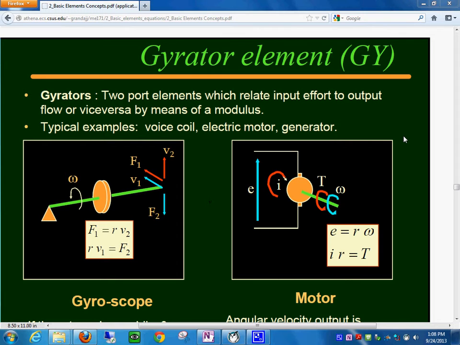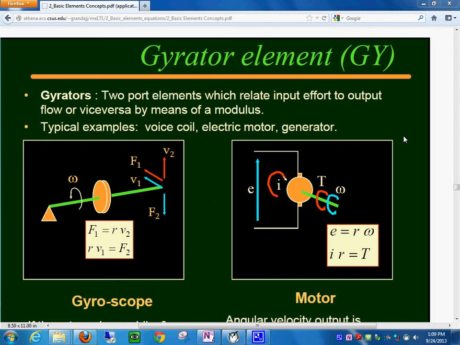In the case of the electrical one, which is more obvious in my opinion, the output voltage is equal to the modulus times the angular velocity. Or you could say that the current circulated in the armature of this motor is directly related to the amount of torque that it produces, or vice versa. So these are reciprocal relationships.